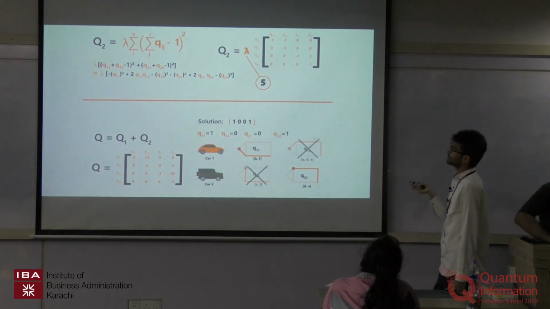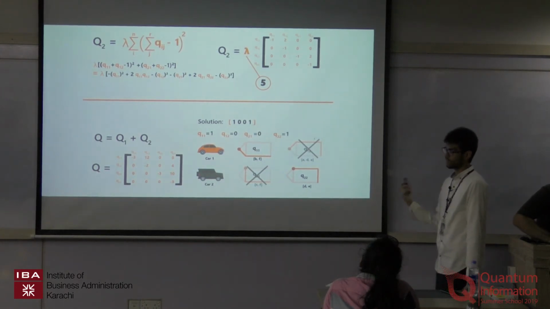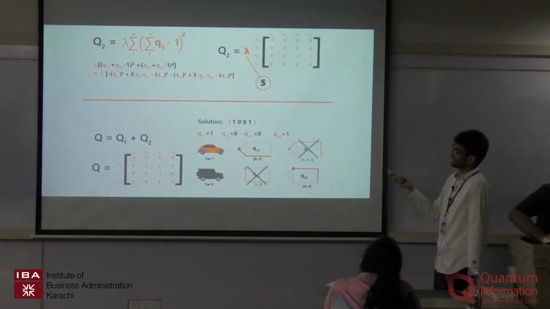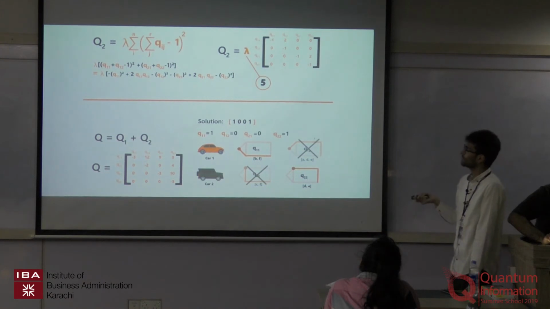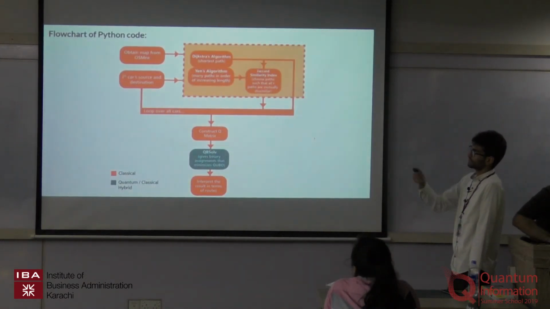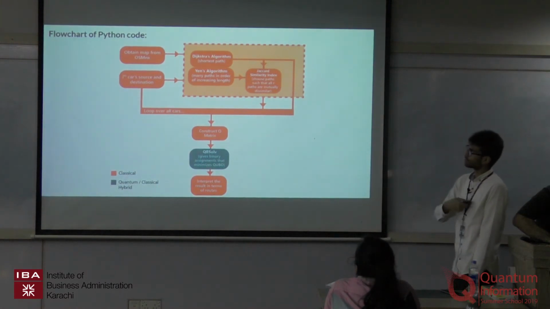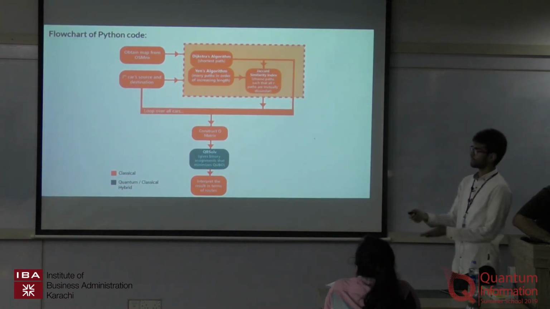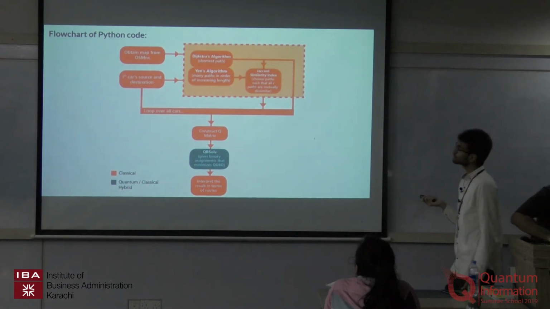But this is a very simple example with only 2 cars. If you have multiple cars and a really big map, this doesn't work by hand. So what we have to do is that we made the Python code. It goes through all of the cars and every road segment and makes the cost function for you.